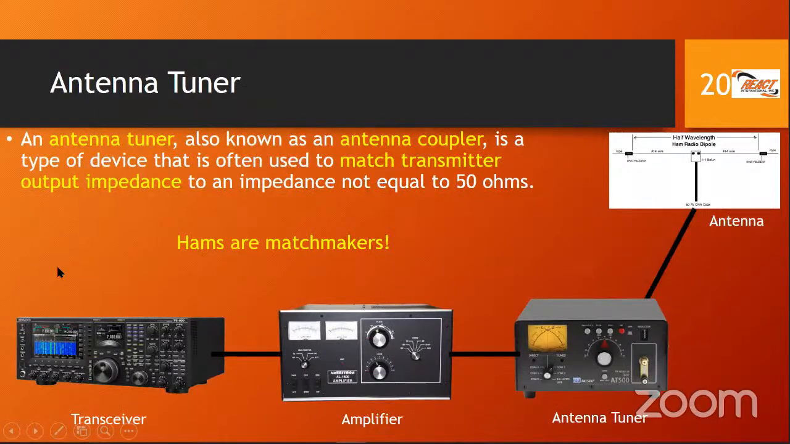It's not the first time, but in the general class, we need to talk about it again. We said ad nauseum that hams are matchmakers. And we said that an antenna tuner goes between our transceiver and our antenna. But if we have an amplifier, the antenna tuner needs to come after the amplifier. So you don't put the antenna tuner between your radio and the amplifier. It comes before the antenna. That's where you put the antenna tuner.